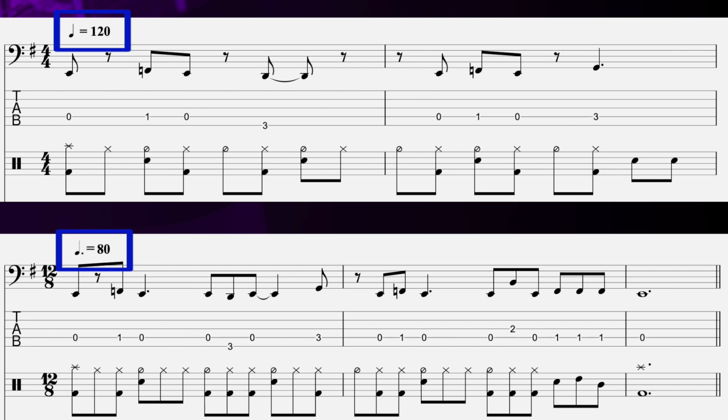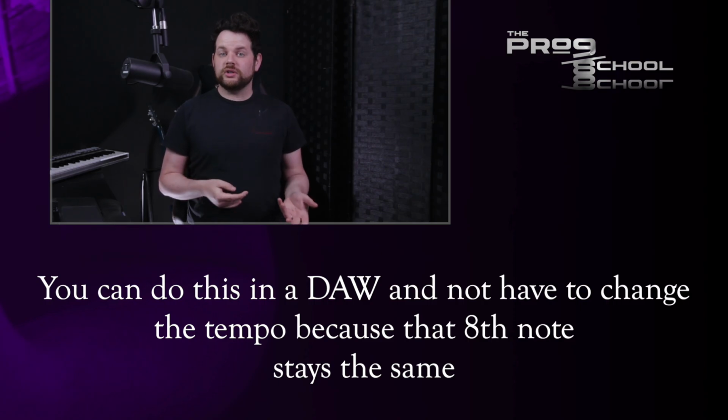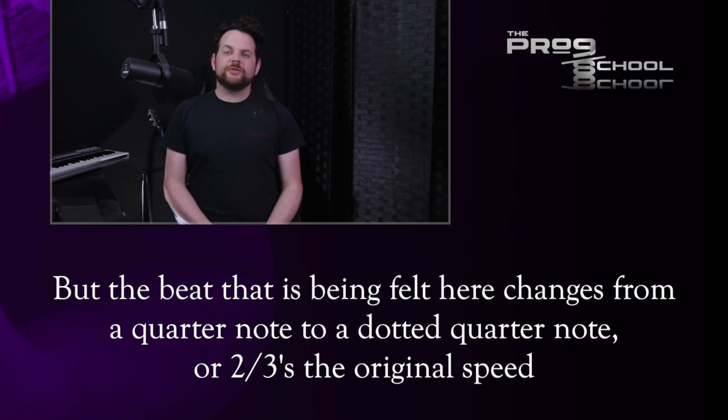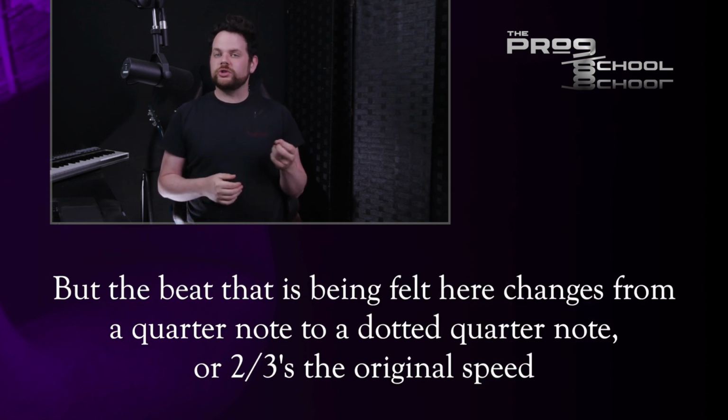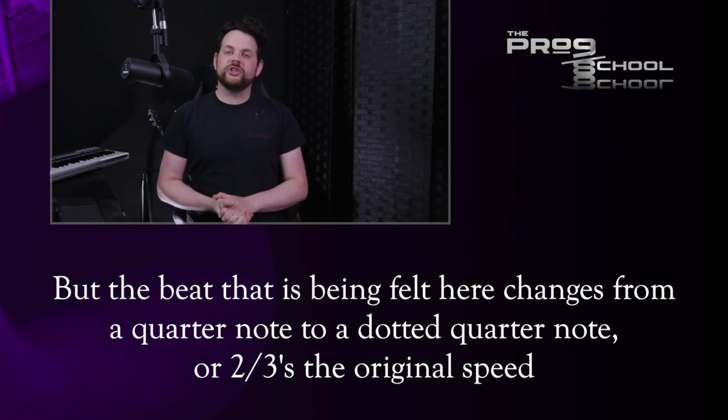Notice how the tempo decreases here from 120 to 80, but if I just play an eighth note click, you'll hear no difference. Now you can do this in a DAW and not even have to change the tempo because that eighth note stays the same. But if we're talking about the actual beat that we're feeling here, that slows down from a quarter note to a dotted quarter note, or 2/3 the original speed.